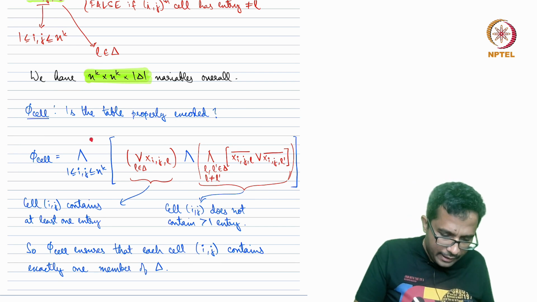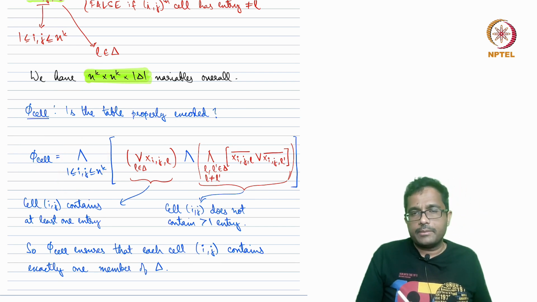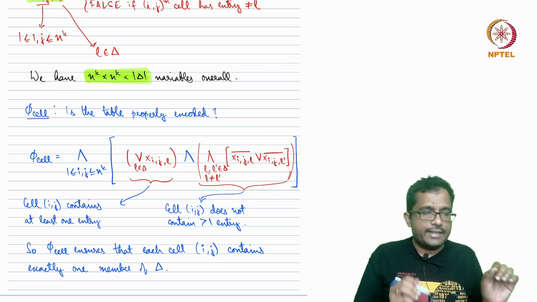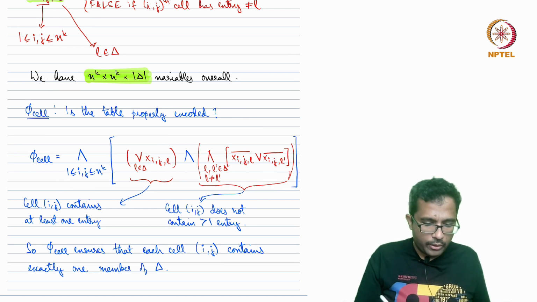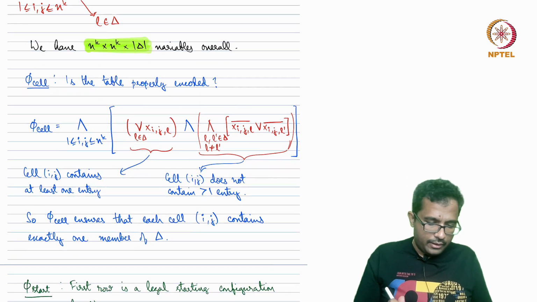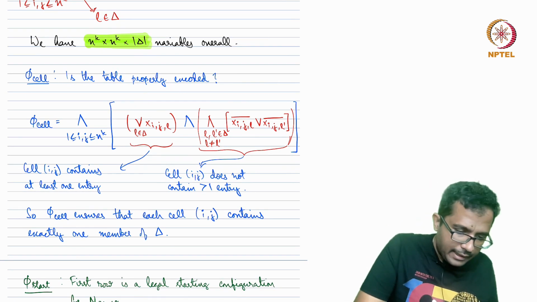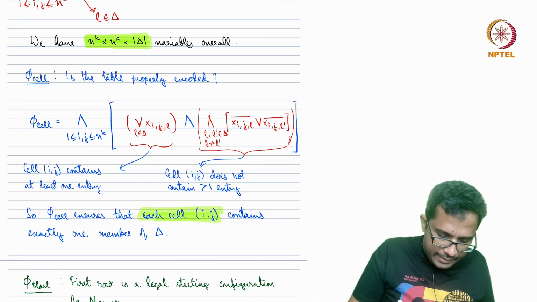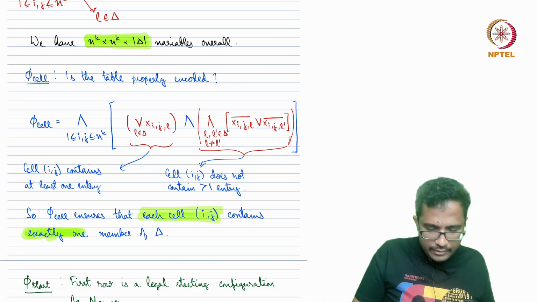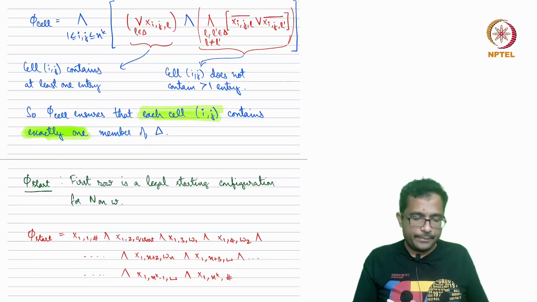And outside we have an AND over all possible i and j. So for each cell we want it to contain at least one entry, but no more than one entry. That is what this formula is checking. So it ensures that each cell ij contains exactly one symbol. That's what phi cell indicates.